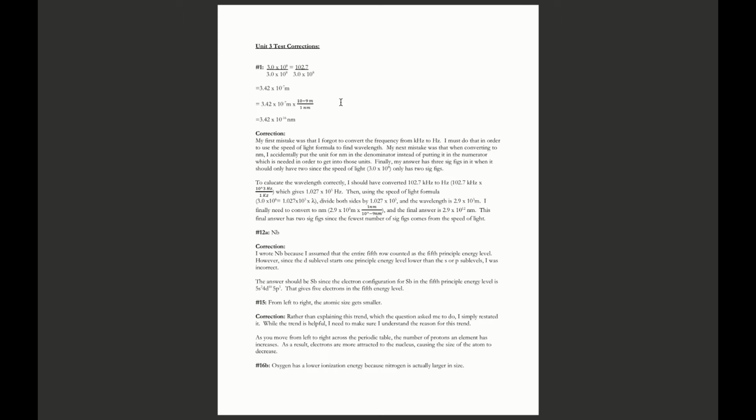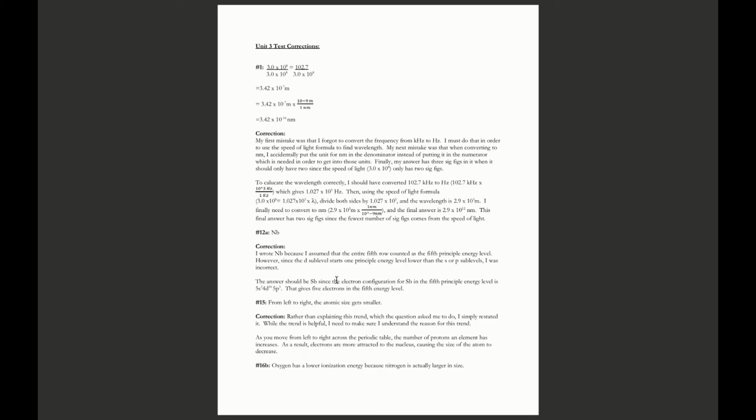For example, if you look at number 1, they divided by 3.0 times 10 to the 8th, which is an error. And then you can see when they're converting from meters to nanometers, they made a mistake. And then notice their final answer has 3 sig figs. So here's the correction I would make.